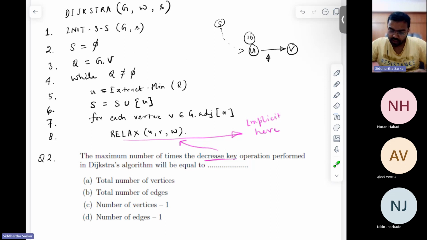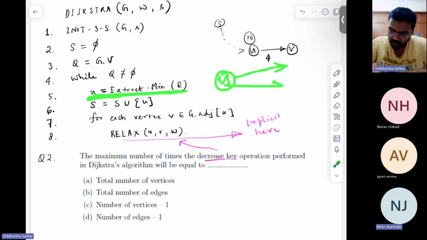So I will tell you the answer. When does relax operation take place? When you have identified the vertex with the minimum value, and then you are looking at all its neighbors, and you relax the edge (U, V). There's a weight of UV, so you relax V with respect to U if the estimate of U is better.